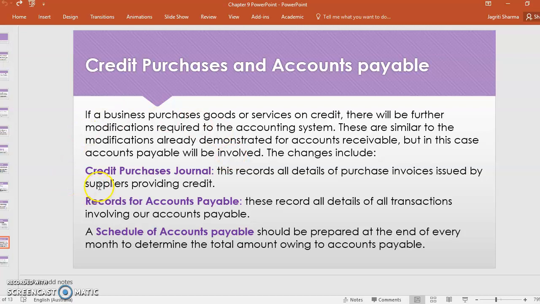Now if it's a credit purchase, this records all details of purchase invoices issued by suppliers providing credit. Again, this credit purchases journal statement will go into the accounts payable, because these are our creditors, we need to pay them money, so this is our accounts payable. Again, a schedule of accounts payable needs to be made like the accounts receivable schedule. I'll show you that in the example video as well.